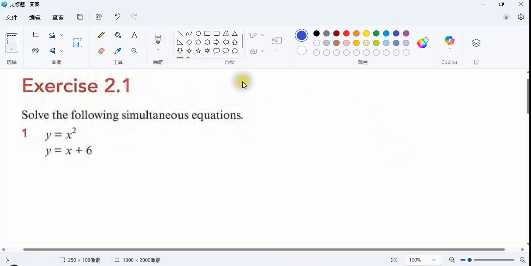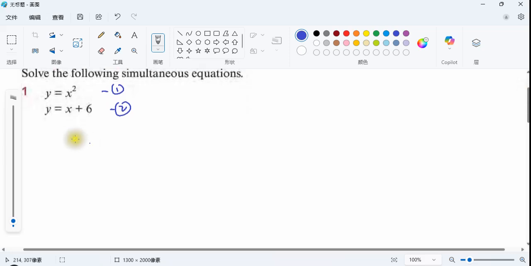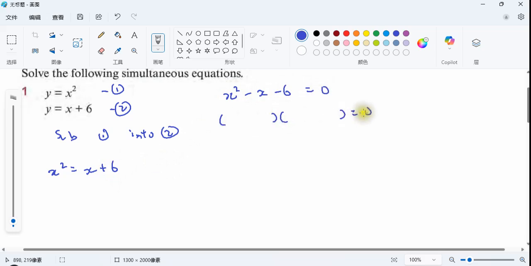Solve the following simultaneous equation. So this is equation 1, this is equation 2. Okay, so we sub 1 into 2. We have x squared equal to x plus 6. So x squared minus x minus 6 equal to 0, and then we do the factorization equal to 0.